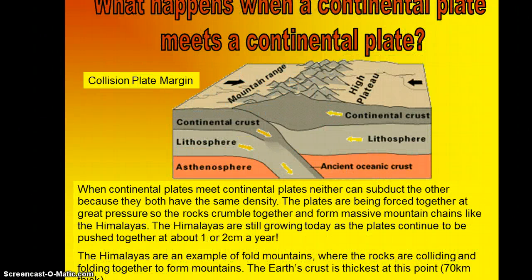This is a collision plate margin. When continental plates meet, neither can subduct the other one because they have the same density. So they are pushed together at great pressure, so the rocks crumble together and form massive mountain chains like the Himalayas. These are called fold mountains.